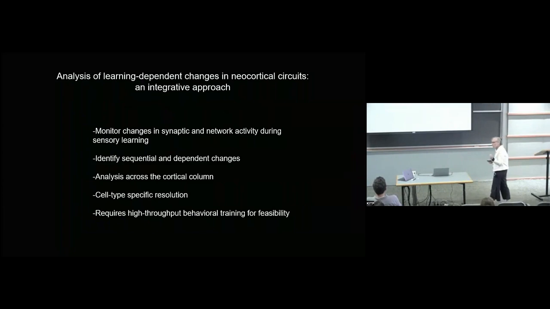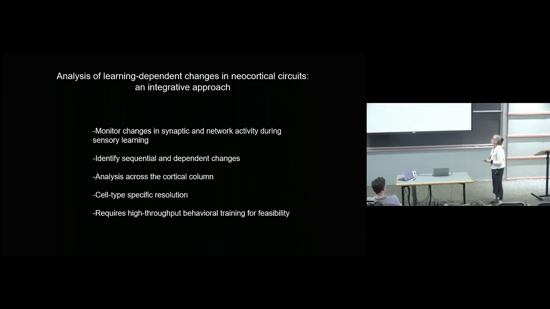But one of the critical things that we needed in order to be able to do this was a high throughput way to train animals. I was quite affected by a visit that I took to the Allen Brain Institute, where they had this wall of cages and an army of people training animals literally in three shifts a day. And I realized that my little lab was never going to be able to do something like that.